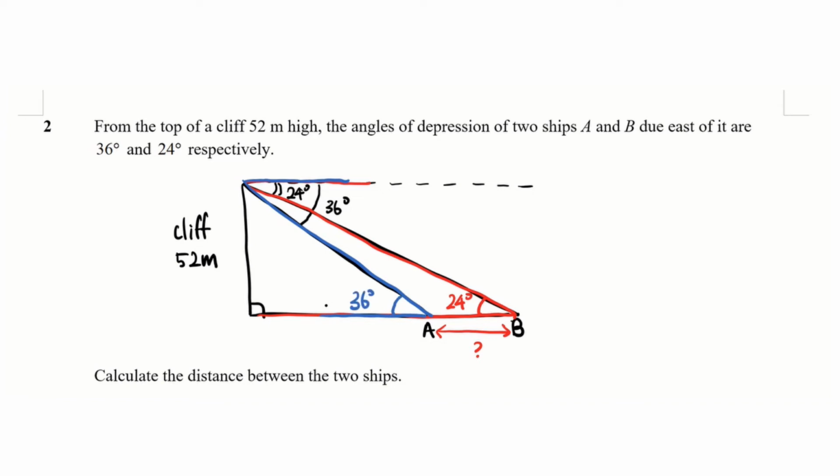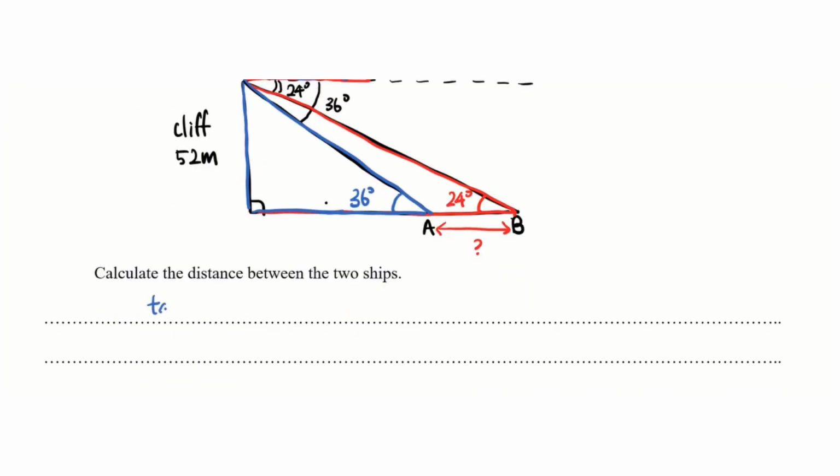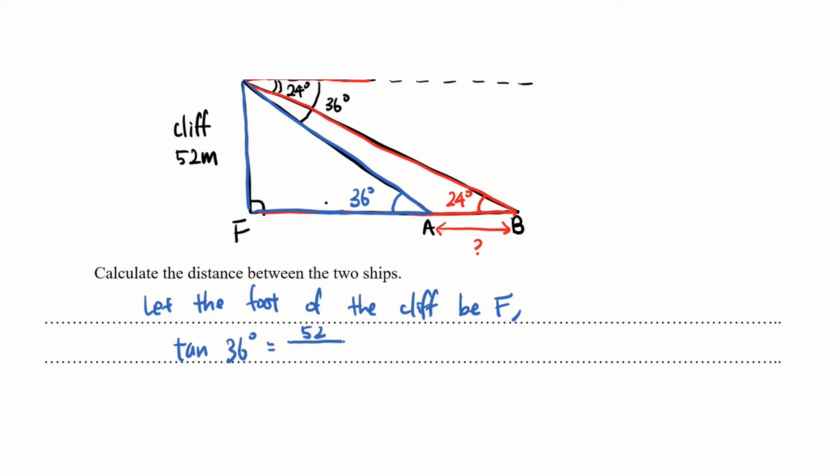Now we will have two right angle triangles, one which is the smaller one that I'm highlighting in blue, and that will give us one equation, which is tangent 36 degrees equals opposite 52 meters over the adjacent. The adjacent, we are missing this part here. Let me label it as F for convenience. Let me rewrite. We will let the foot of the cliff be F. So tangent 36 degrees equals opposite, which is 52 meters, over the adjacent AF.